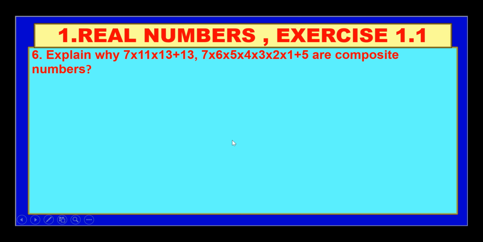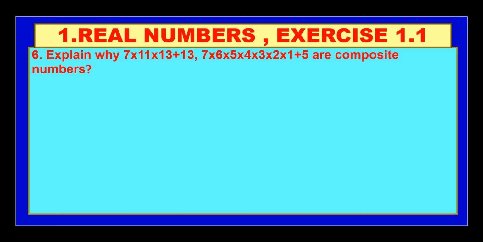Here the sixth question contains two questions or 2 parts. First of all, you should prove that 7 into 11 into 13 plus 13 is a composite number, and in the second case you should prove that 7 into 6 into 5 into 4 into 3 into 2 into 1 plus 5 is also a composite number. In order to solve this, first of all, you should learn what is a composite number.